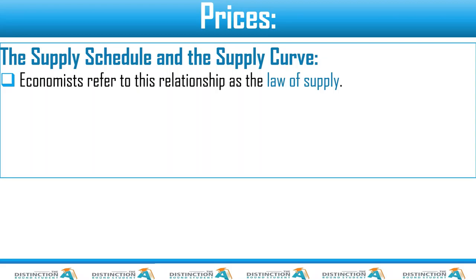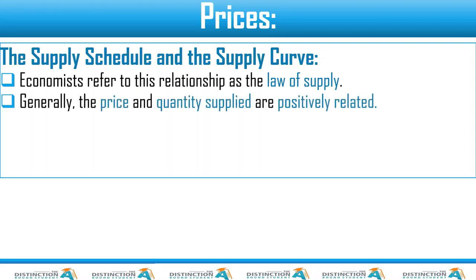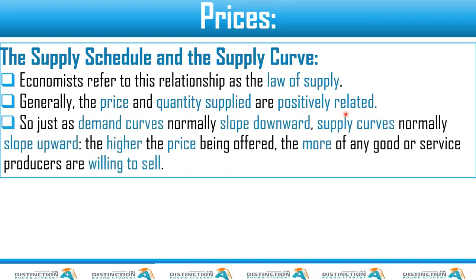So economists refer to this relationship as the law of supply. So generally, the price and quantity supplied are positively related. This is what I was talking about just now. And it's the one that we said, so the relationship with demand, with price and quantity demanded, is inverse. So just as demand curves normally slope downwards, supply curves normally slope upwards.